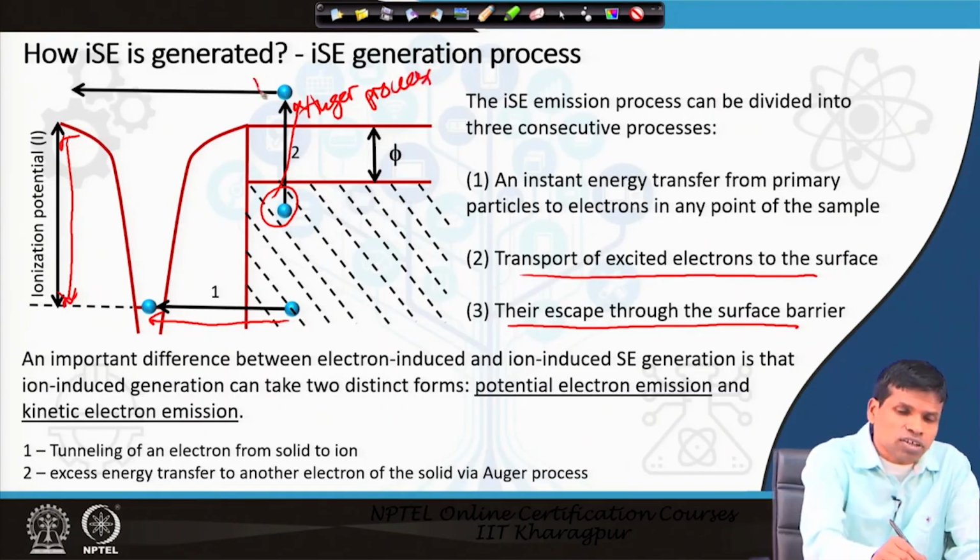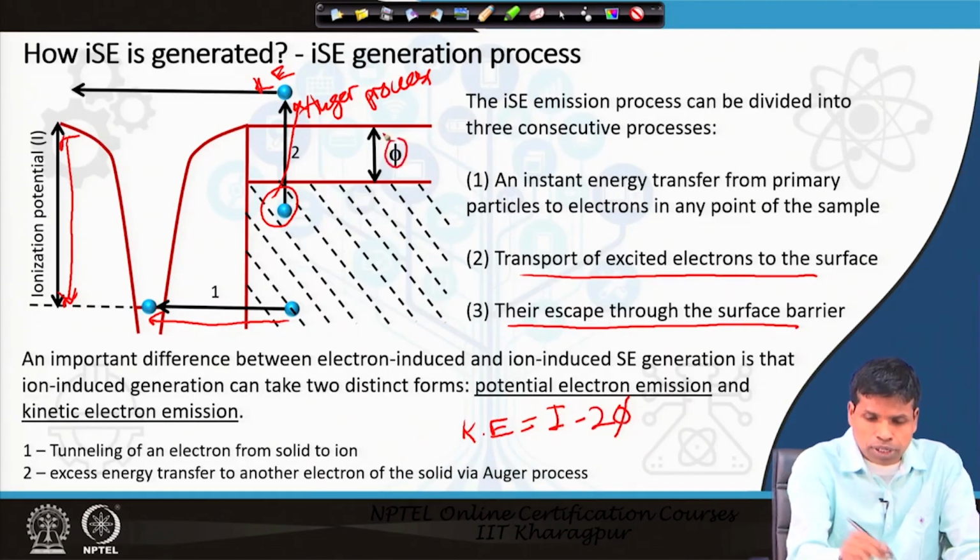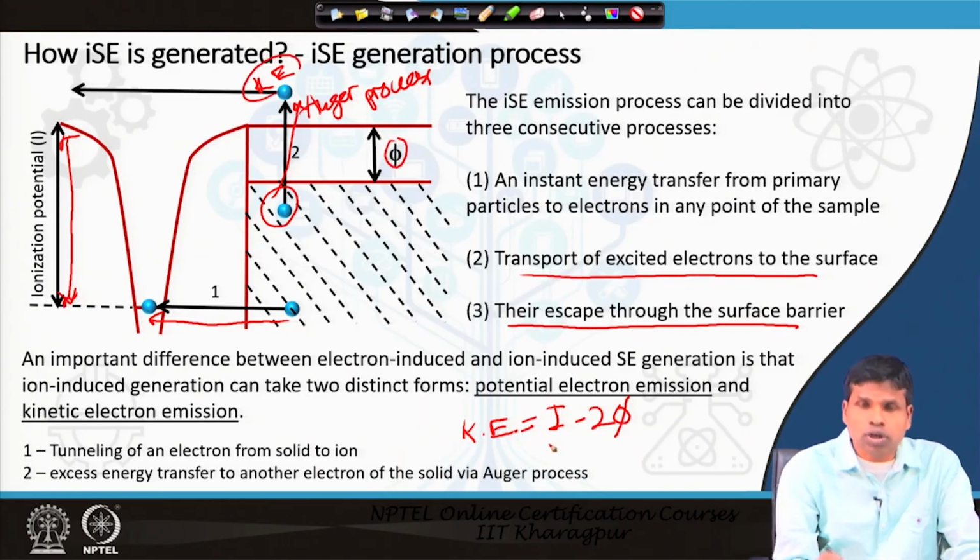And now the kinetic energy of this electron which is emitted depends on the ionization potential I minus 2 phi, where phi is the work function. So, the kinetic energy of the secondary electrons which are emitted is equal to I, the ionization potential, minus 2 phi.